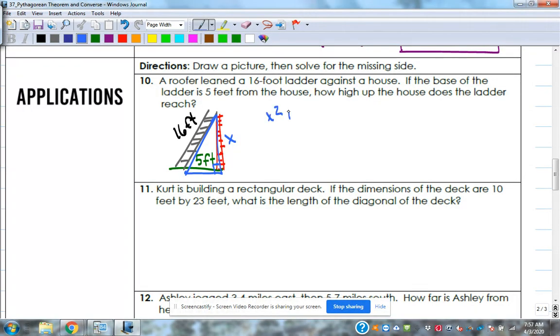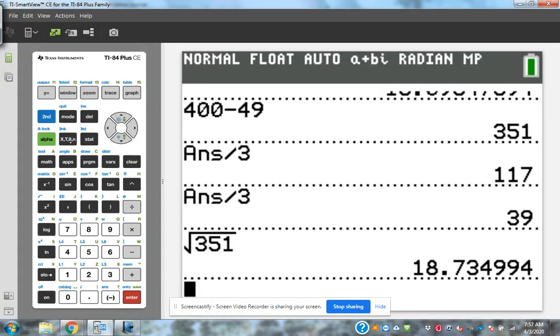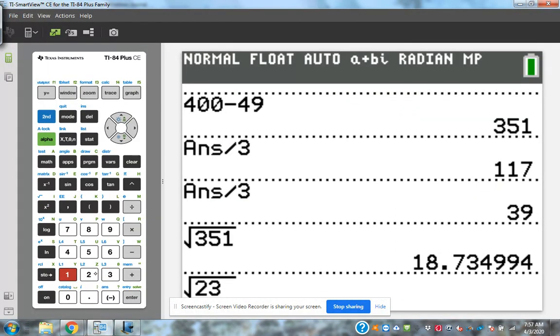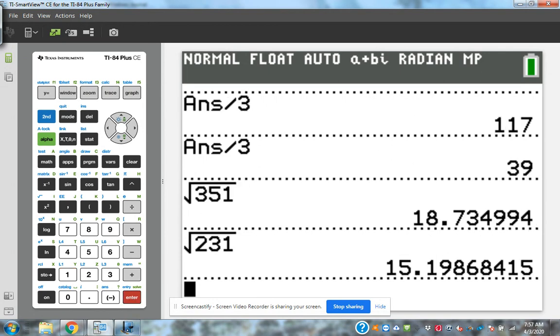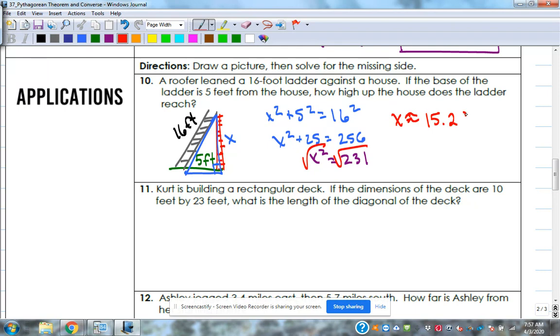So it'd be x squared plus 5 squared is equal to 16 squared. Set that up: x squared plus 25 equals 256. Subtract the 25, 231. Take the square root. Approximation of that: square root of 231 is 15.2. That's how high the ladder reaches set up like that.